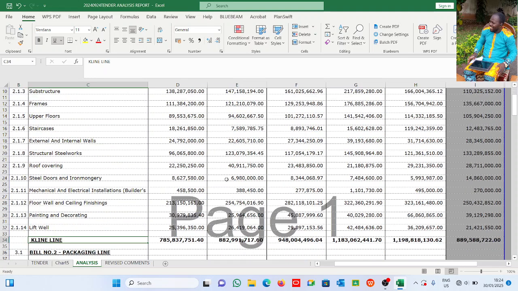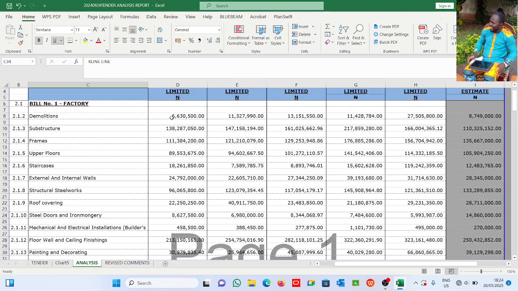Upon examination, we have demolition. This contractor is saying they will do it for 7 million, this one will do it for 11 million, this one for 13 million, 11 million, 28 million. Let's approximate 5. The same thing applies for all the contractors.